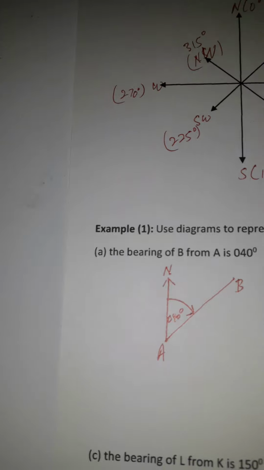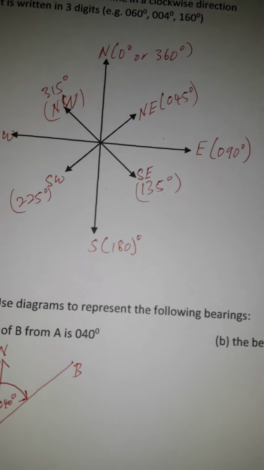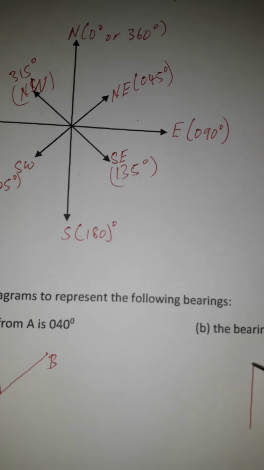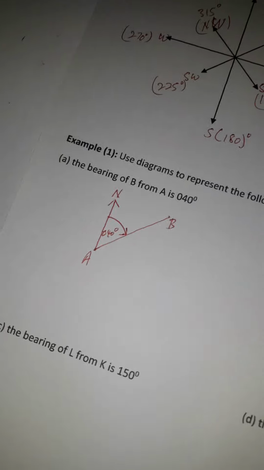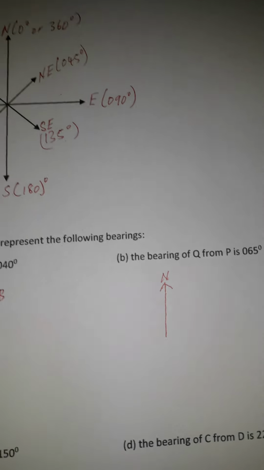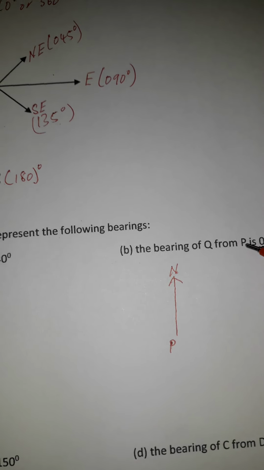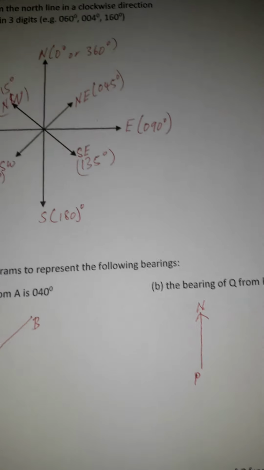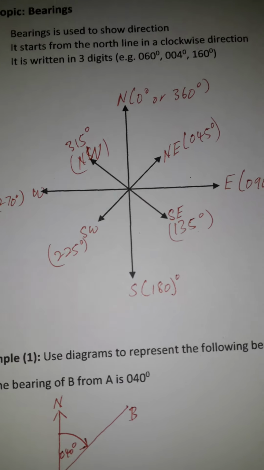Let's say if you do not remember anything, the first thing that you should do is draw your north line. So without reading this question, I'll just draw a north line. And ensure that you use a ruler to draw the north line. Okay, so the bearing of Q from P. So we are starting at the point P. From P means that we are starting from P. Is 65 degrees. Let us look. We'll use this diagram to guide us.